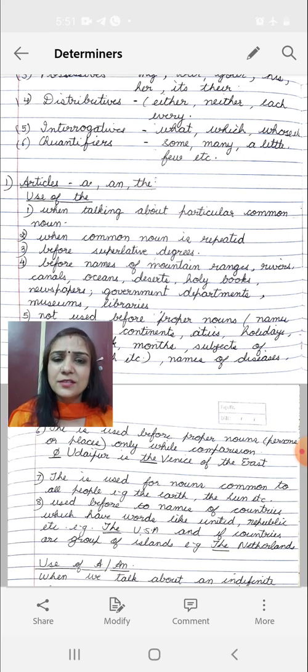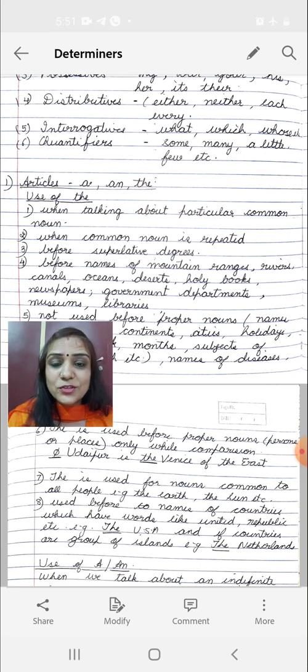canals, oceans, deserts, holy books, newspapers, then government departments, museums, libraries. Everywhere we use the article the. We say the Himalayas, the Andes, the Alps. Then in case of the rivers also we say the Ganges, the Yamuna. Like that we use the article the. In front of names of canals we say the Indira Gandhi Canal. This is how we use it.